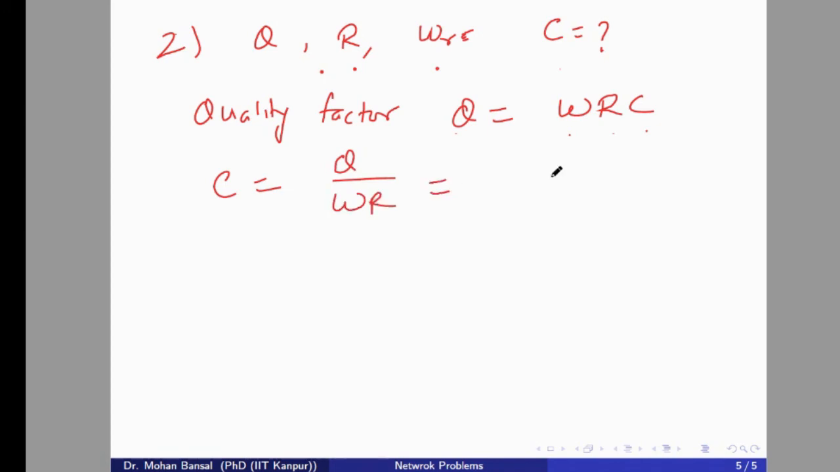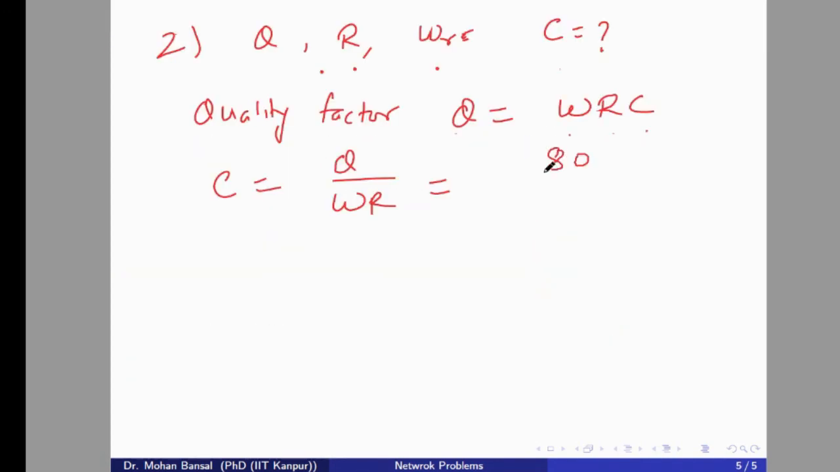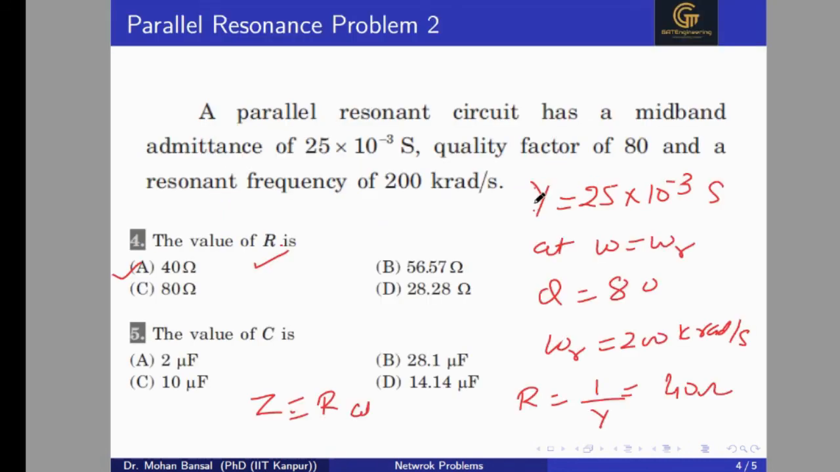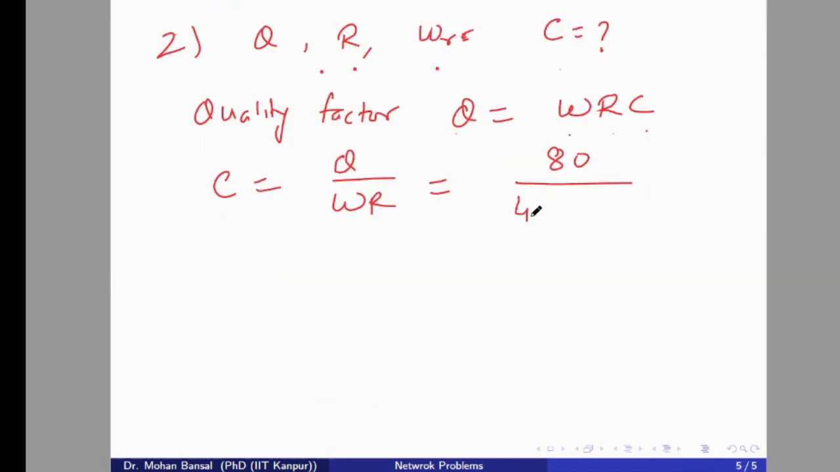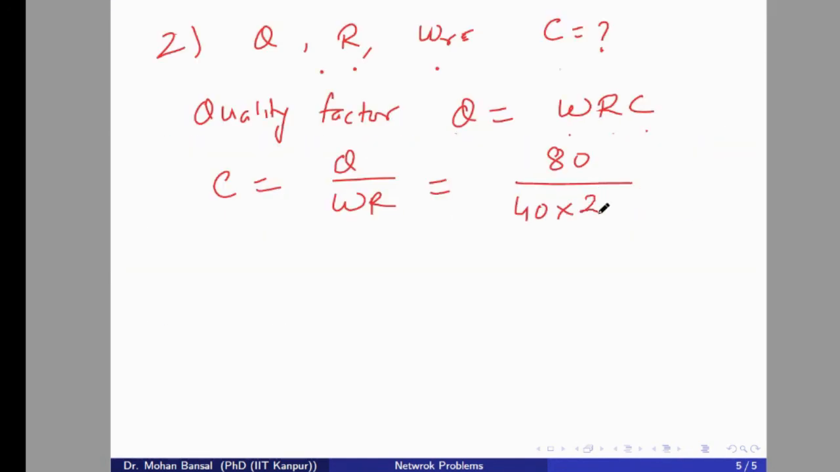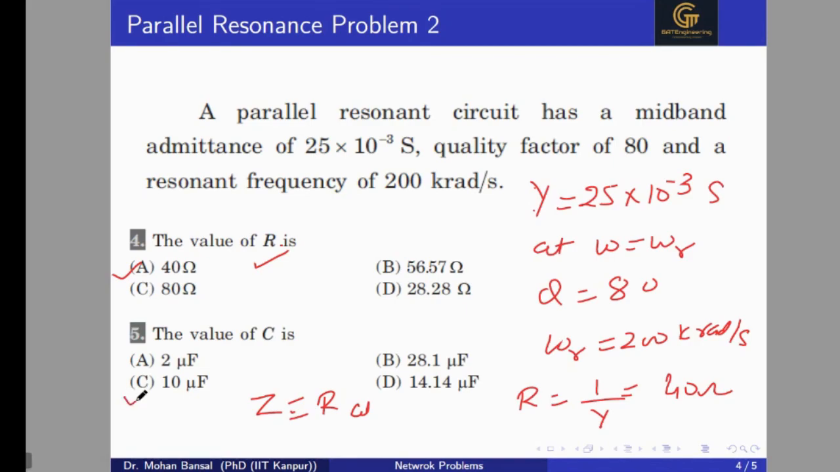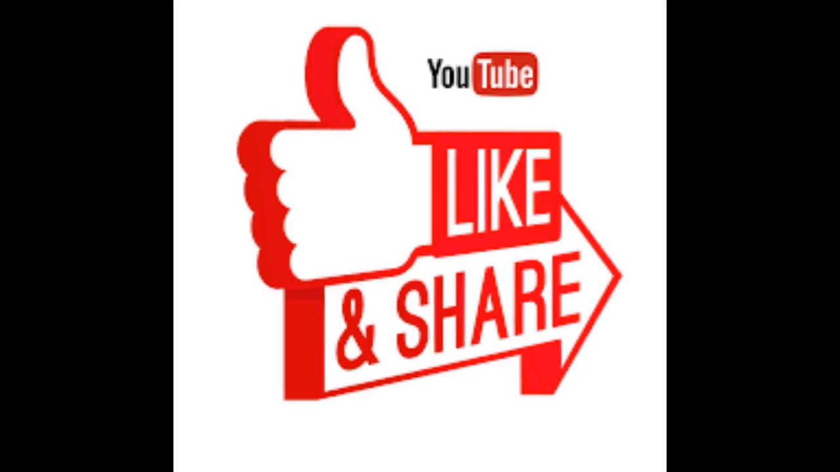If we substitute the value of Q, which is 80 in this question, the value of R, which is 40 ohm, and the value of omega, which is 200 kiloradian per second, so we can write 200 into 10 raised to the power 3. If you simplify it, we will get 10 microfarad. So this is the final answer for the second question, and option C is correct. Thank you for watching this video.